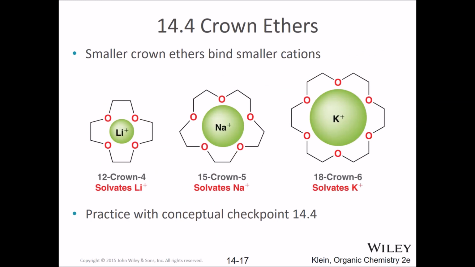Okay? So smaller crown ethers bind smaller cations, of course. Lithium and sodium go in 12-crown-4 and 15-crown-5, respectively. Please go to conceptual checkpoint 14.4 and practice that. And that's it. That's it for crown ethers. I promised I'd be fast.